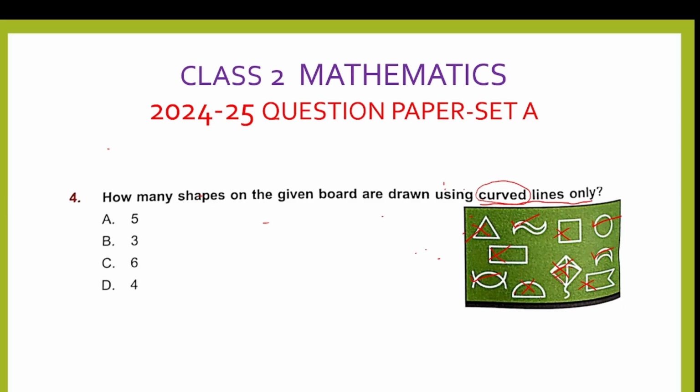So let's count how many shapes can be drawn using curved lines only. So 1, 2, 3 and 4. So there are 4 shapes on the given board drawn using curved lines only. Therefore, option D is the correct answer for the given question. Next question.